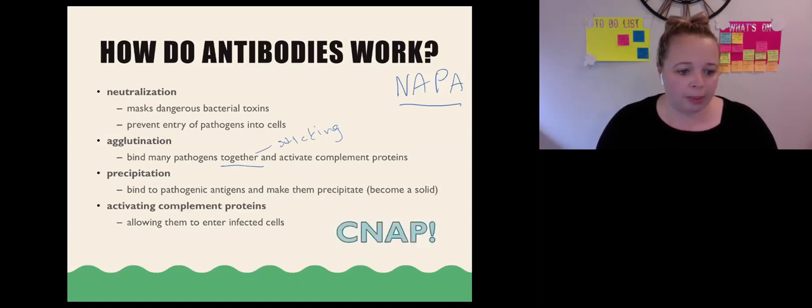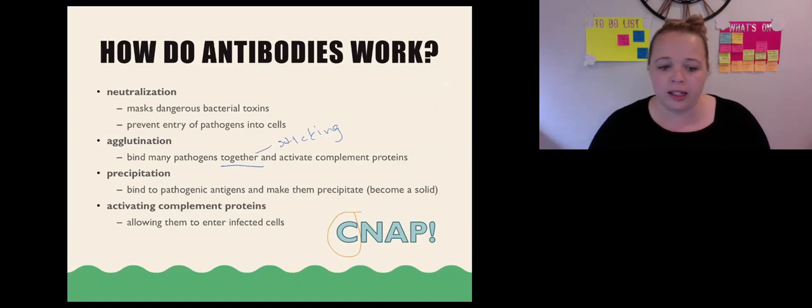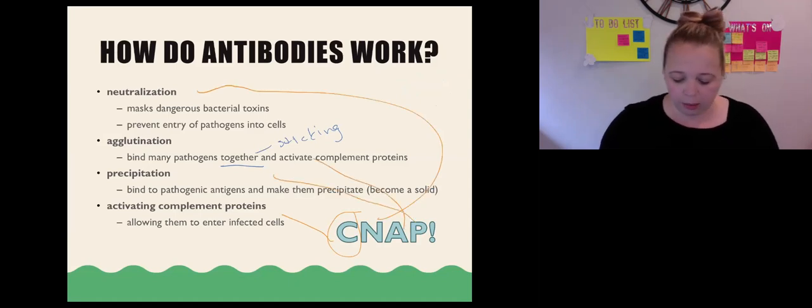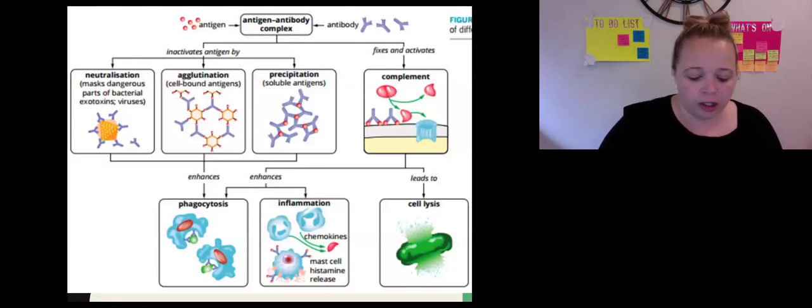Why have I got CNAP? Oh, CNAP for complement proteins. So you can call it, I like NAPA, but I think CNAP is better because you don't know what the difference between the A's is. So the C is for complement proteins, the N is for neutralization, the A is for agglutination, and the P is for precipitation.